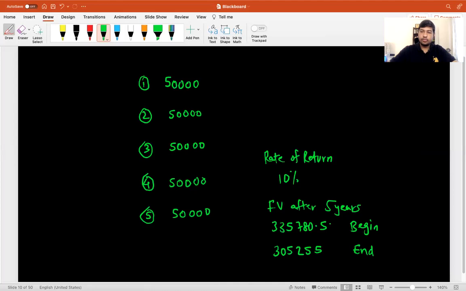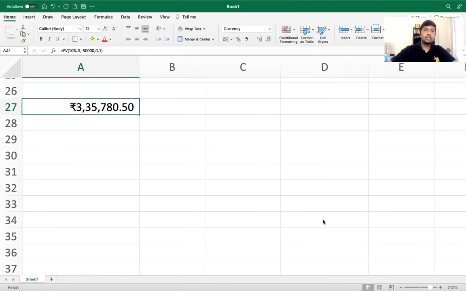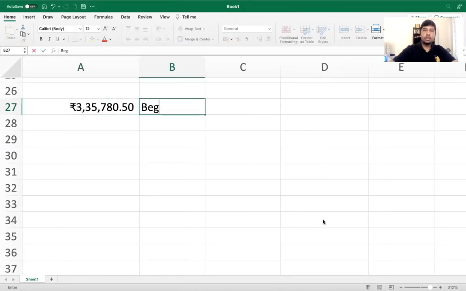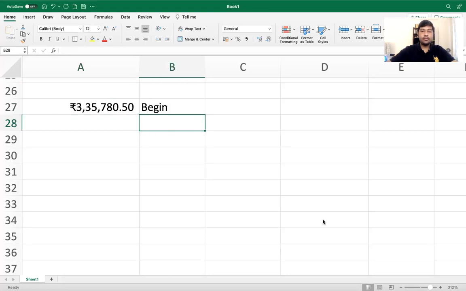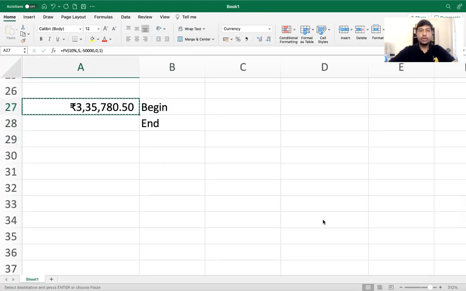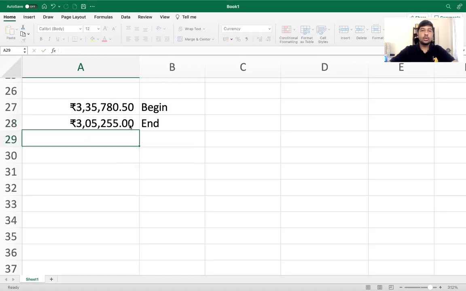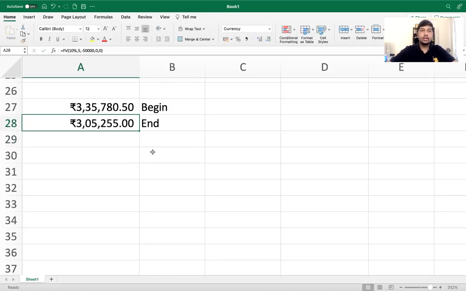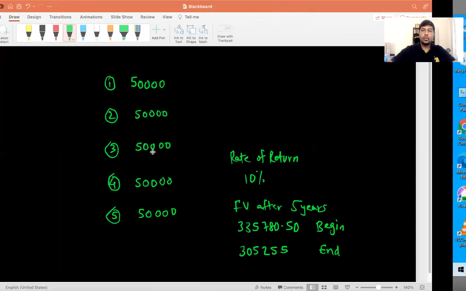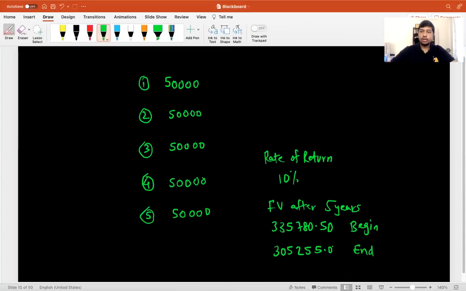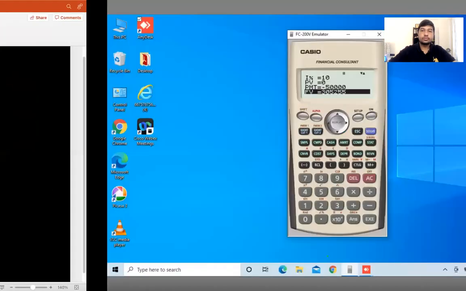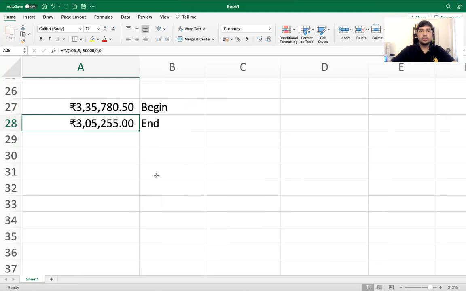Okay, I will just put the decimal. Okay, so this is with beginning. Similarly, if you want to calculate with end, what you simply have to do is change this 1 to 0. When you do that, you get this 3,05,255.00, which is exactly the same that you get over here. Okay, so this is how.